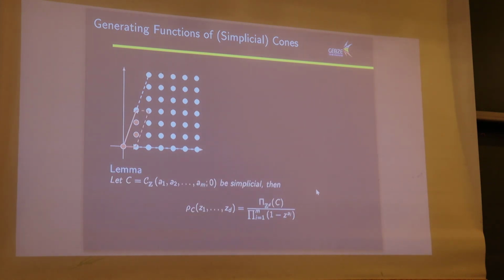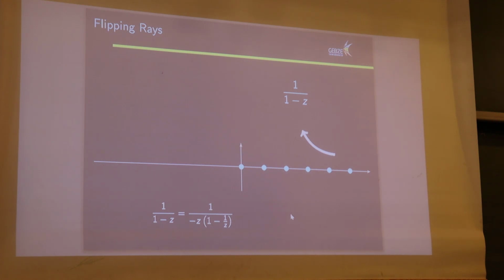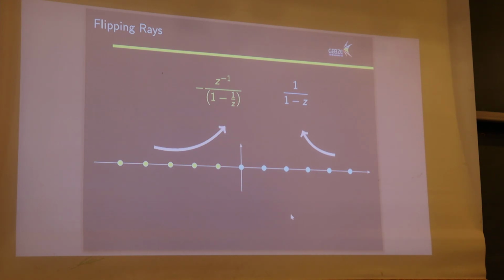And that's the lemma we used throughout this week. The numerator enumerates the lattice points in the fundamental parallelepiped, and the denominator is the product of 1 minus z to the generators. And that holds for any simplicial cone, any dimension, etc. And this was about flipping rays. The example was 1 over 1 minus z, the natural numbers. And if we pull out a minus z in the denominator, we take it upstairs, and then we get the flipped ray, which if we add them, we get 0 at the level of rational generating functions.